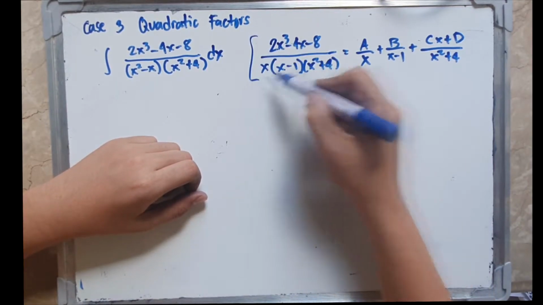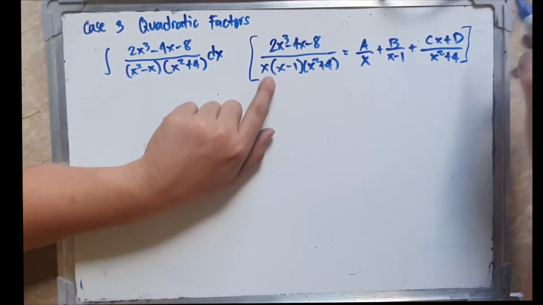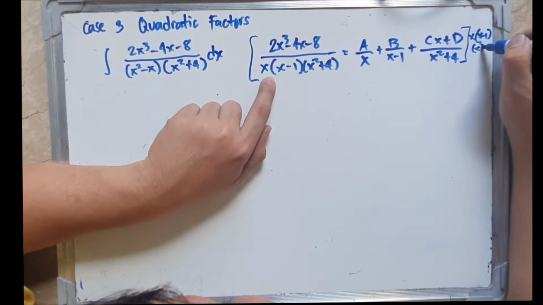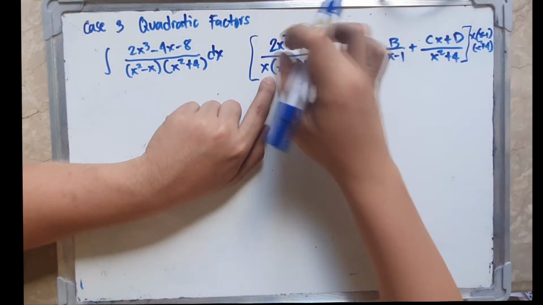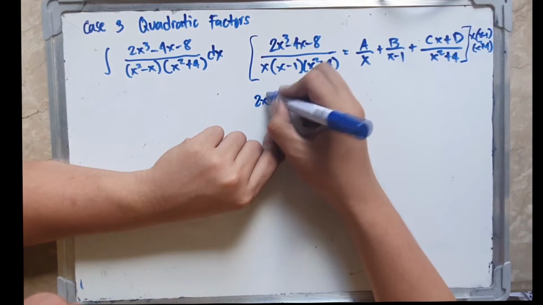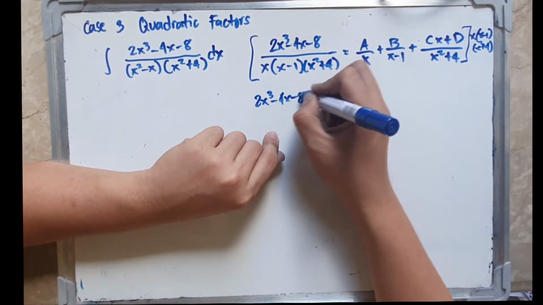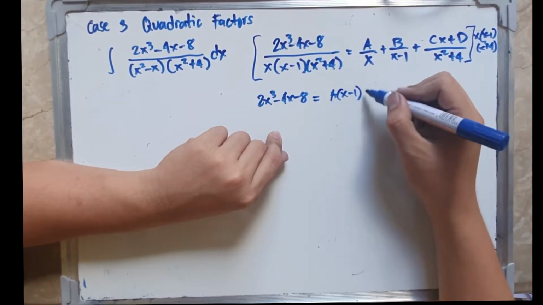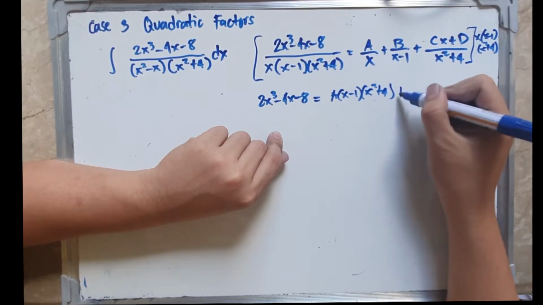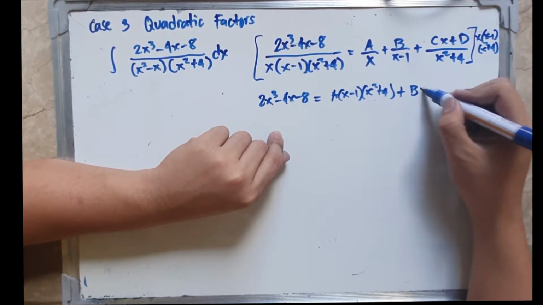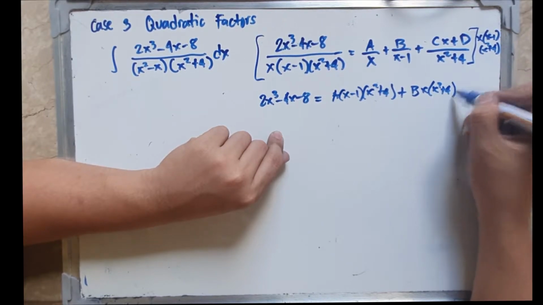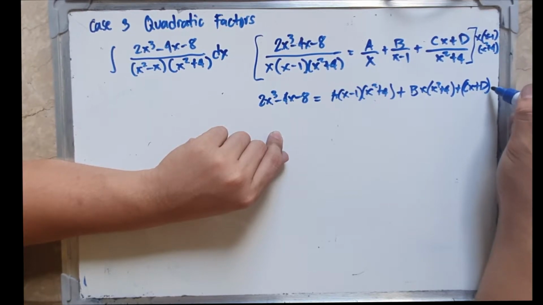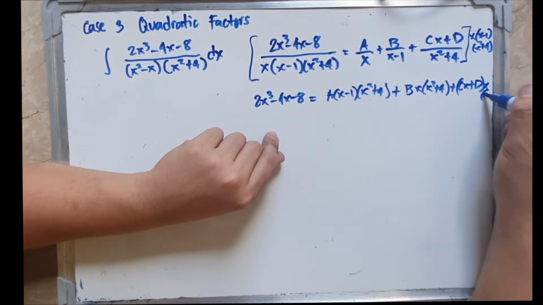Let's multiply the denominator x, x minus 1, and x squared plus 4 to the original function. We have 2x cubed minus 4x minus 8 equals A times (x minus 1) times (x squared plus 4), plus B times x times (x squared plus 4), plus (Cx plus D) multiplied with x and (x minus 1).